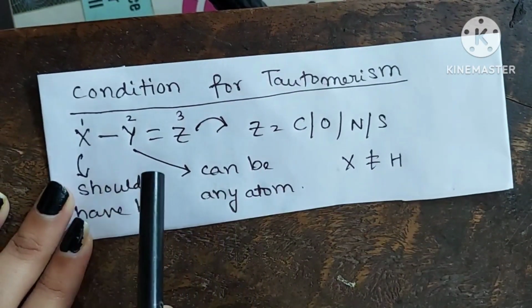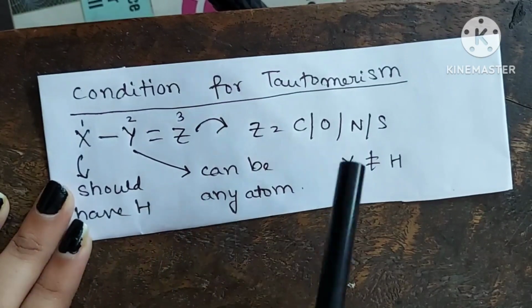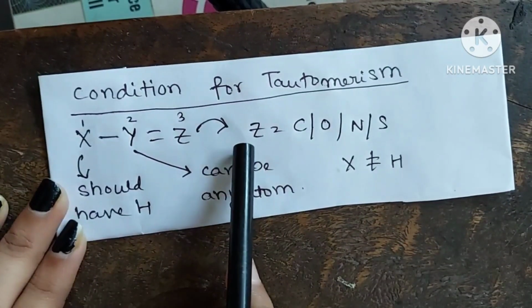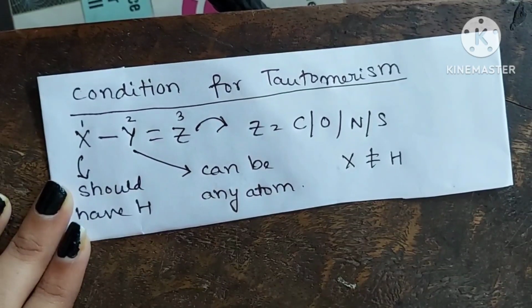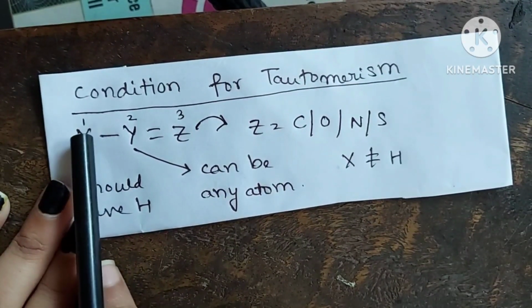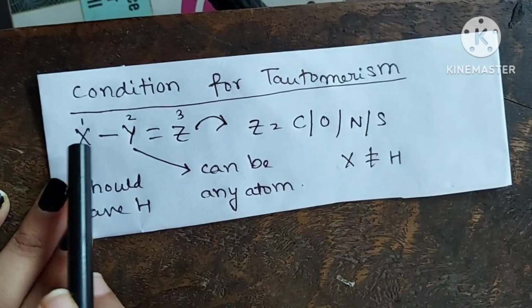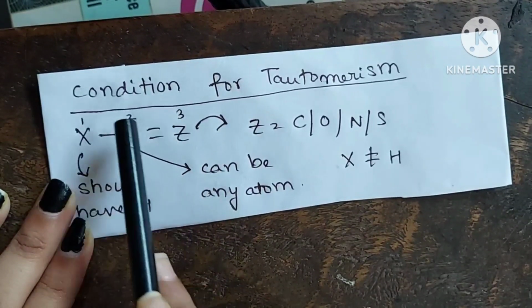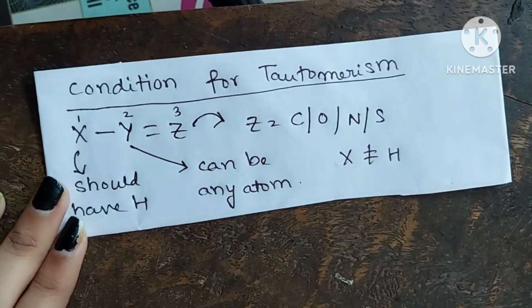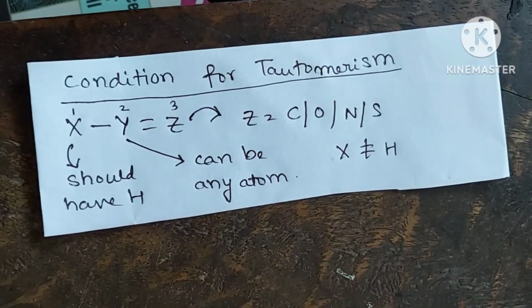So for y we can put any atom, and Z can be carbon, oxygen, nitrogen, sulfur, anything. Here we will mark the first one as 1, then 2 and 3. That means whenever we see a double bond, we will put 2 and 3. Now we will see the examples of this.